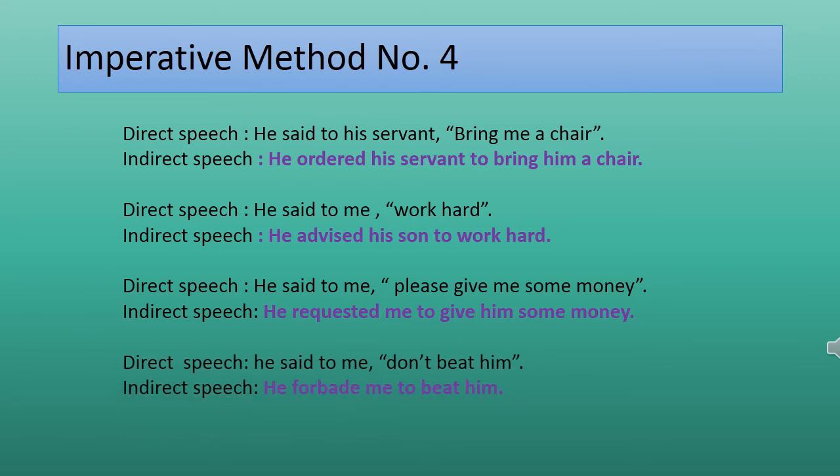Imperative method. Direct speech: he said to his servant, "Bring me a chair." In this sentence, use the word to while removing commas. Do not change the tense. Indirect speech: he ordered his servant to bring him a chair. Direct speech: he said to me, "Work hard." Indirect speech: he advised his son to work hard. Direct speech: he said to me, "Please give me some money." Indirect: he requested me to give him some money. Direct: he said to me, "Don't beat him." Indirect: he forbade me to beat him.